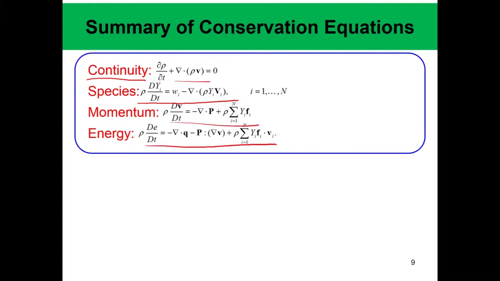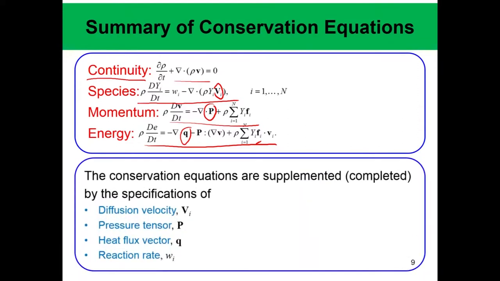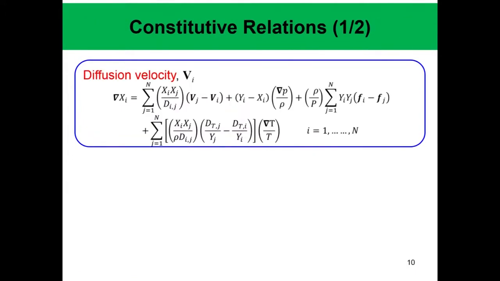But as you see, these equations are quite complex, even though they do not look so complex. The thing is that many of these quantities, like the diffusion velocity, the pressure tensor, the heat flux, body force, etc., are unknown, and we need to provide auxiliary equations and constitutive relations to close and solve the equations. So we need to supply equations for diffusion velocity, pressure tensor, heat flux vector and reaction rate, which we need to close these equations. And here is this diffusion velocity.